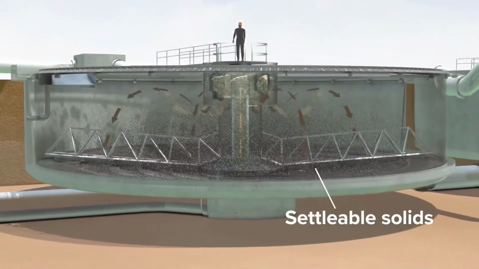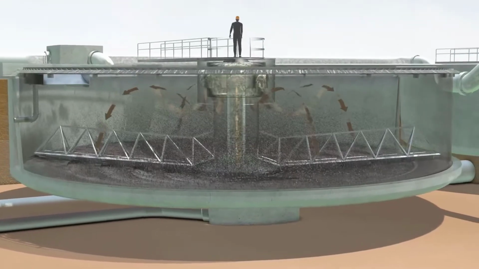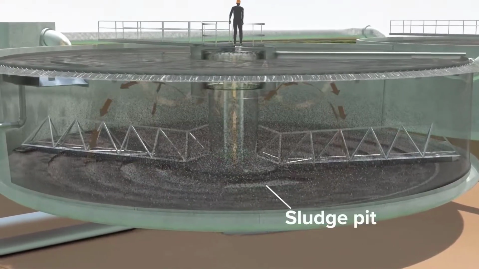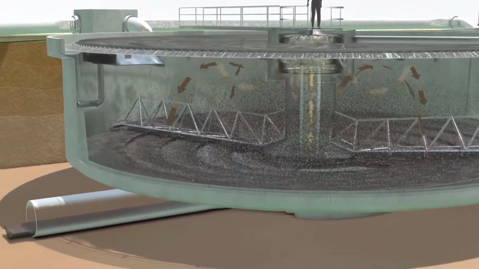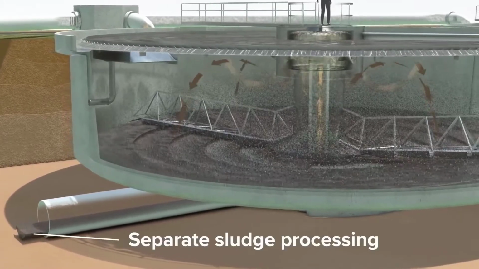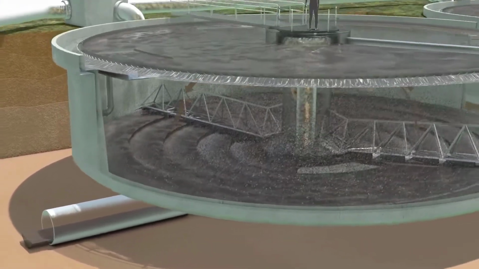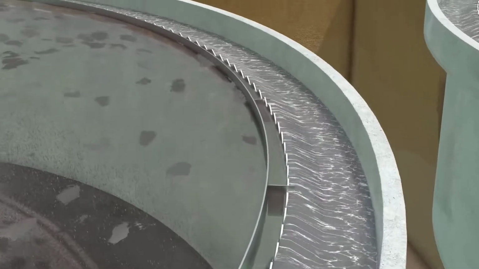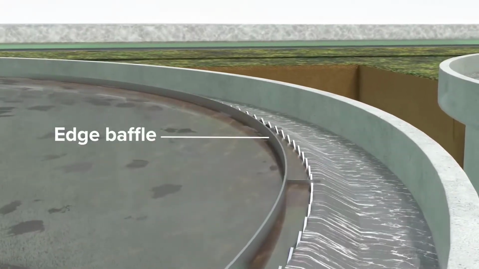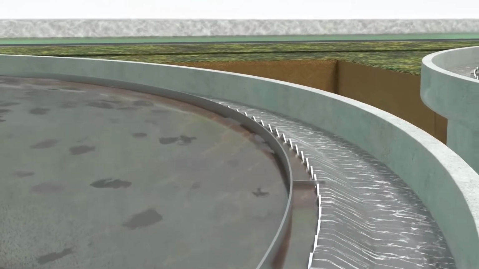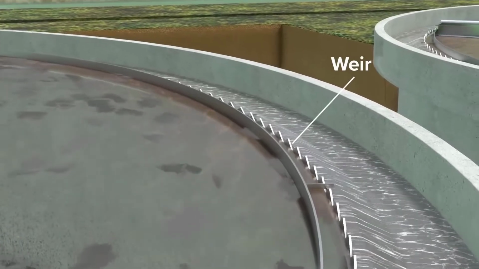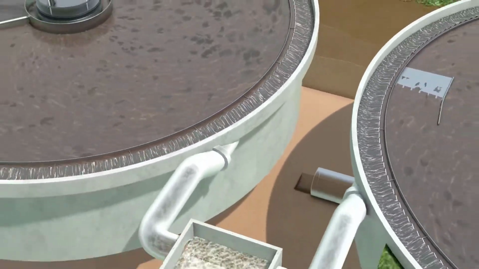Settleable solids sink to the angled bottom of the tank and form a sludge. Scraper arms push the sludge out of the tank into a sludge pit. This organic matter has its own purification process and can eventually be used, for example, as fertilizer. A baffle at the edge keeps floating material from mixing with outgoing processed water as it flows over a lip at the edge of the tank called a weir. At this point, the water is starting to look a lot cleaner and clearer.